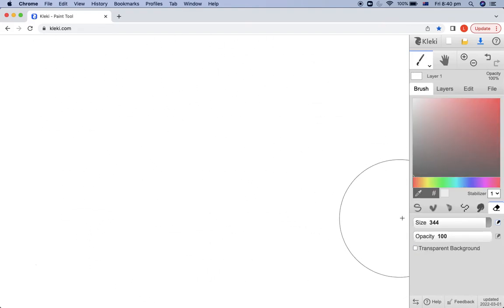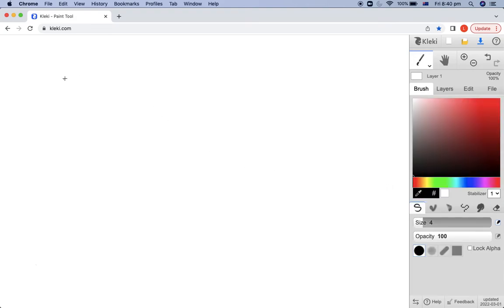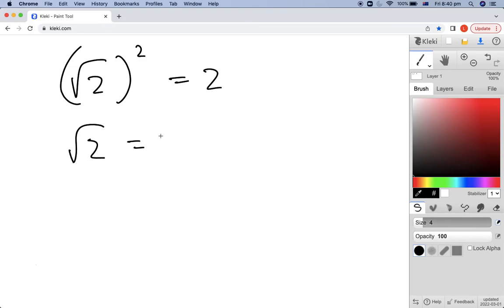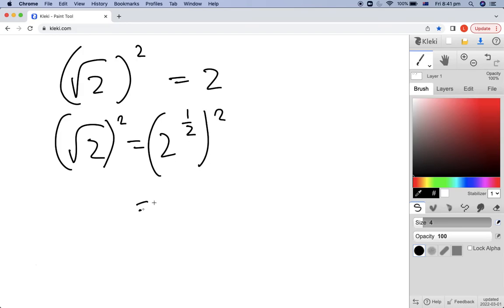Now, an interesting property of surds is that if you have the square root of 2 and we square it, that's just going to be equal to 2. Essentially, the square root of 2 is equal to 2 to the power of a half, so writing it as an index. If we square the whole thing, that's going to be equal to 2 to the half times 2, which is just 2 to the 1, which is just 2. So that's just another way of proving it.